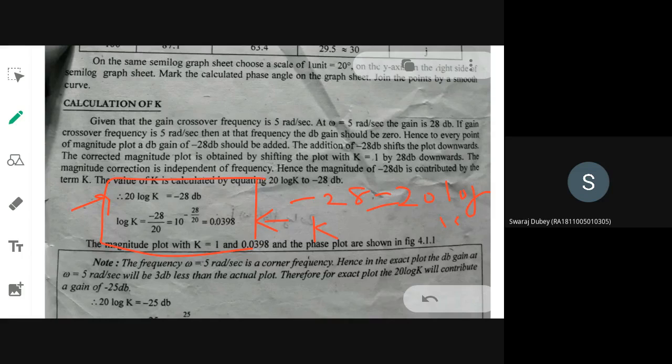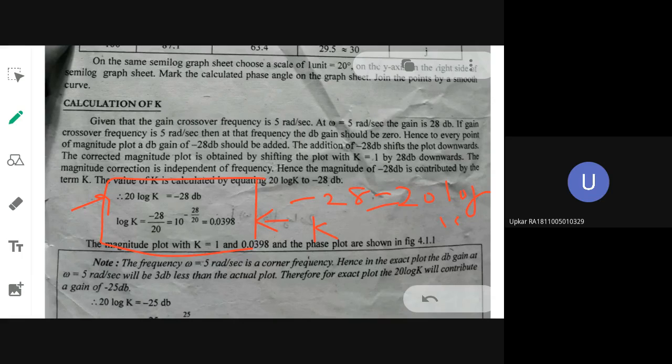For what frequency is it given in the problem? 5 radians per second. Okay, so there will be 3 chances. In one problem they will ask you to simply draw the Bode plot. That might be a possibility. Or in the second case they may ask you to find out phase margin or gain crossover, phase crossover. The third case is they will give some value, and with the help of it they will ask you to find out K by shifting the curve upwards or downwards.